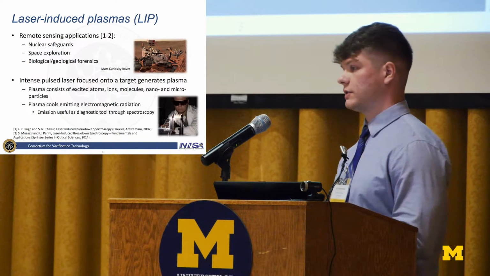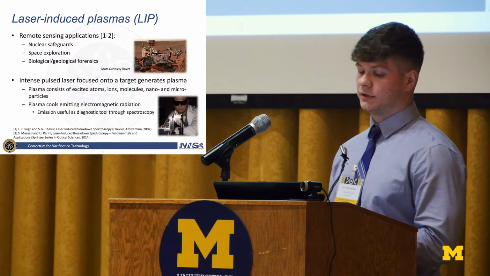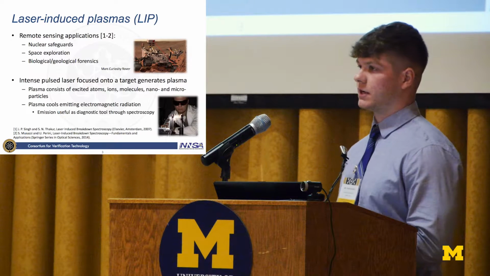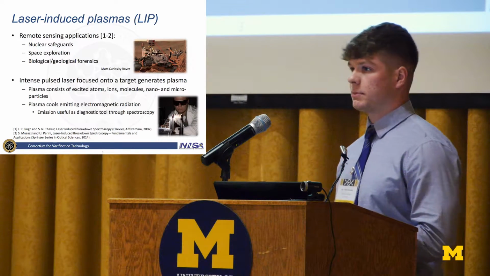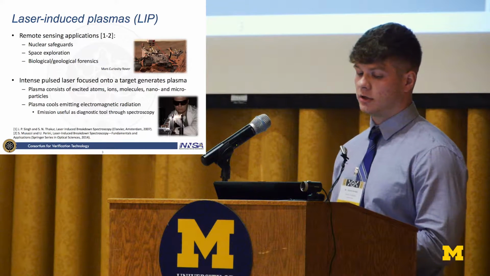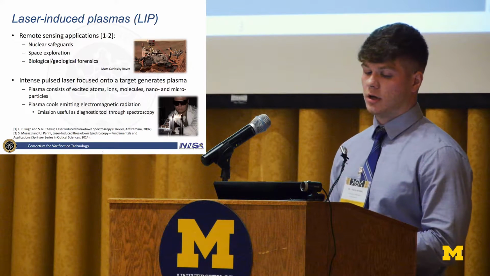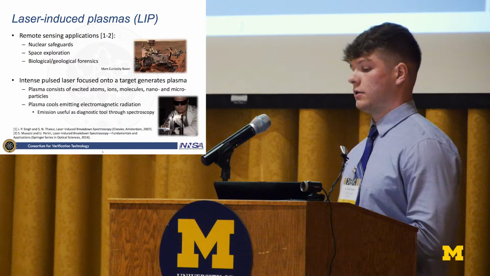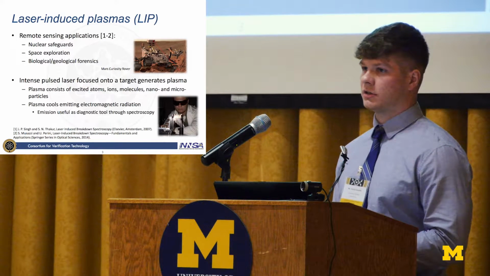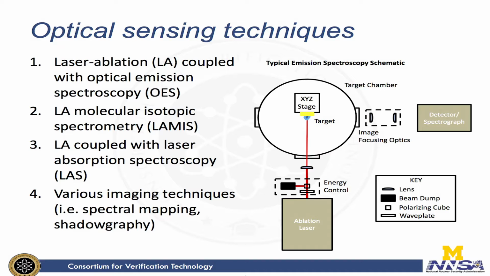An intense pulse laser is focused onto a target and deposits enough energy to generate a plasma, which consists of excited atoms, ions, molecules, nano and microparticles. The plasma expands and interacts with the surrounding environment and cools, emitting electromagnetic radiation. This emission serves as a very useful diagnostic tool through spectroscopy, and through fingerprinting techniques you can identify constituents of the plasma and therefore constituents of the targets. Some such techniques I have listed here.